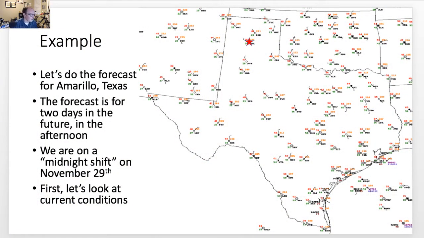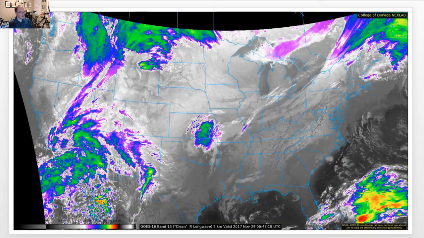Okay, for example, here we are. We're going to do a forecast for Amarillo, Texas, because you guys know how much I love the high plains. The forecast is for 2 days into the future. We're going to say that we're on the midnight shift on November 29th, and we are going to take a look at the current conditions.